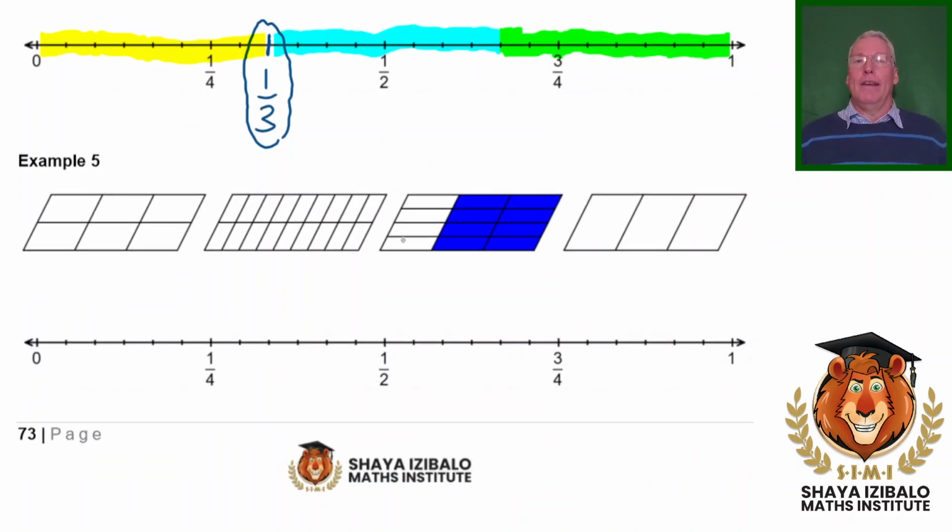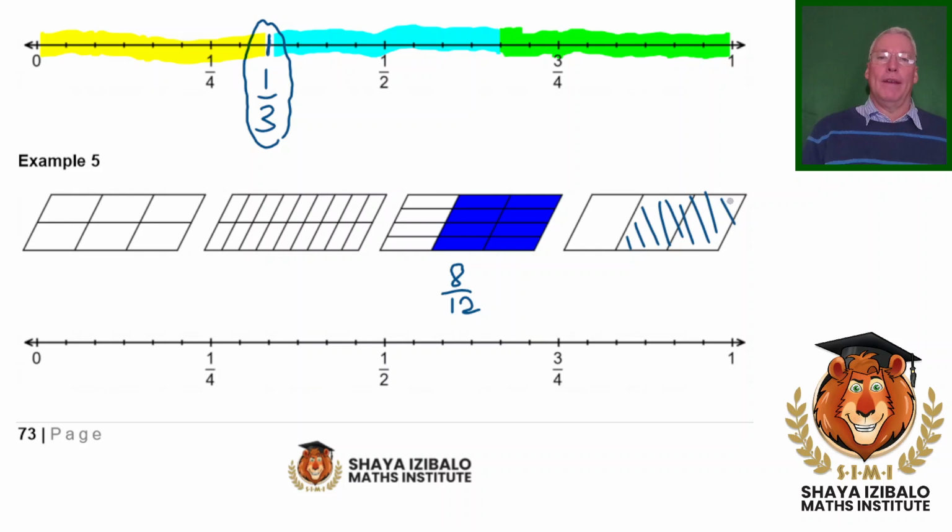Now let's do this last one. This time, in this shape, we've got 1, 2, 3, 4. We've got 8, we've got 12, and 8 of them are shaded. 8 out of 12. Looking at this diagram, it looks like we would need to shade that there. Now, that there is 2 out of 3.